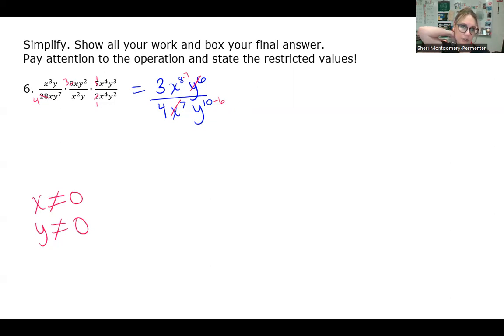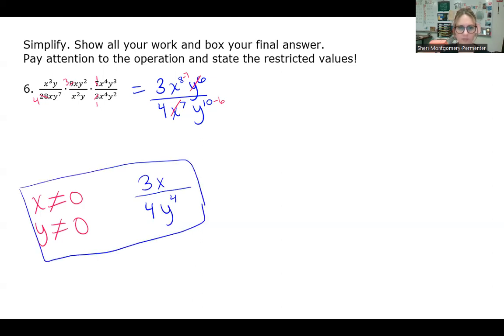So now all I need to do is rewrite it by subtracting the exponents. So the x will stay on the top. 8 minus 7 is 1, so I don't have to write 1. For the y's, 10 minus 6 is 4. There we go. That's it.